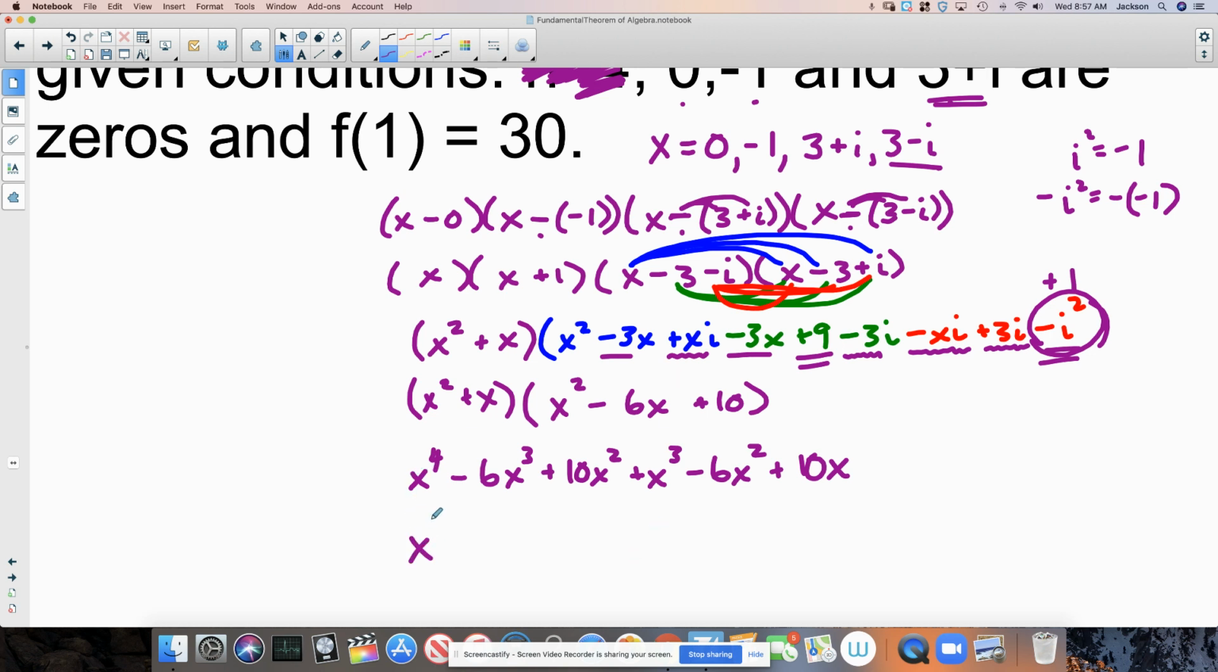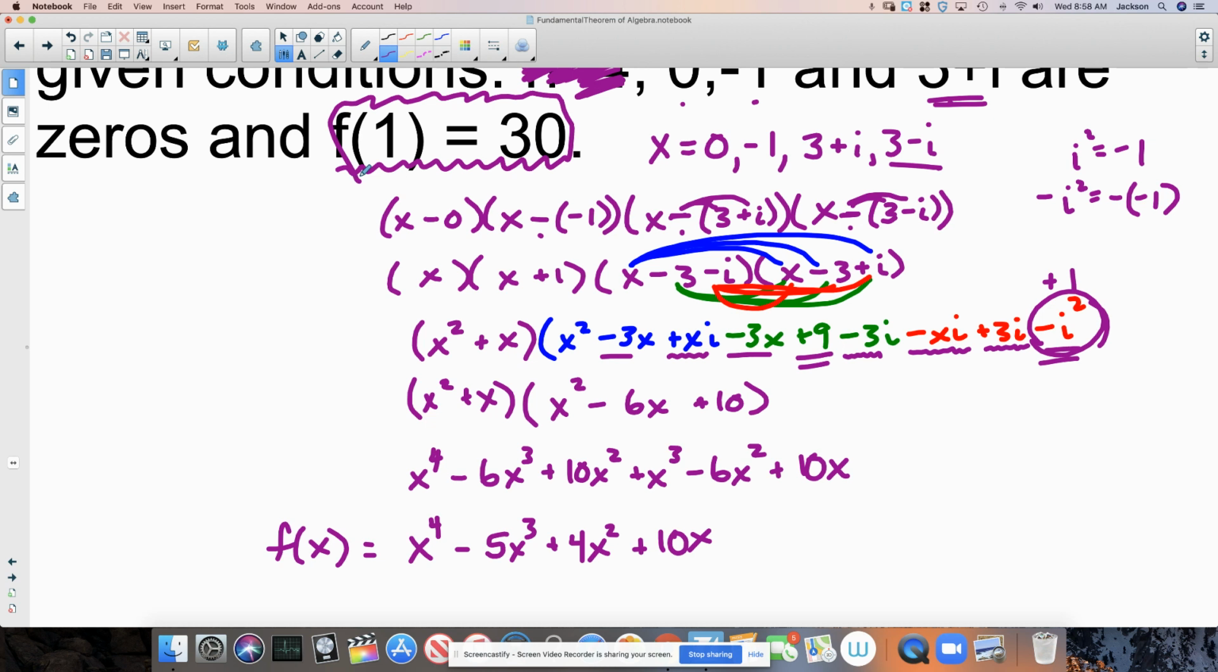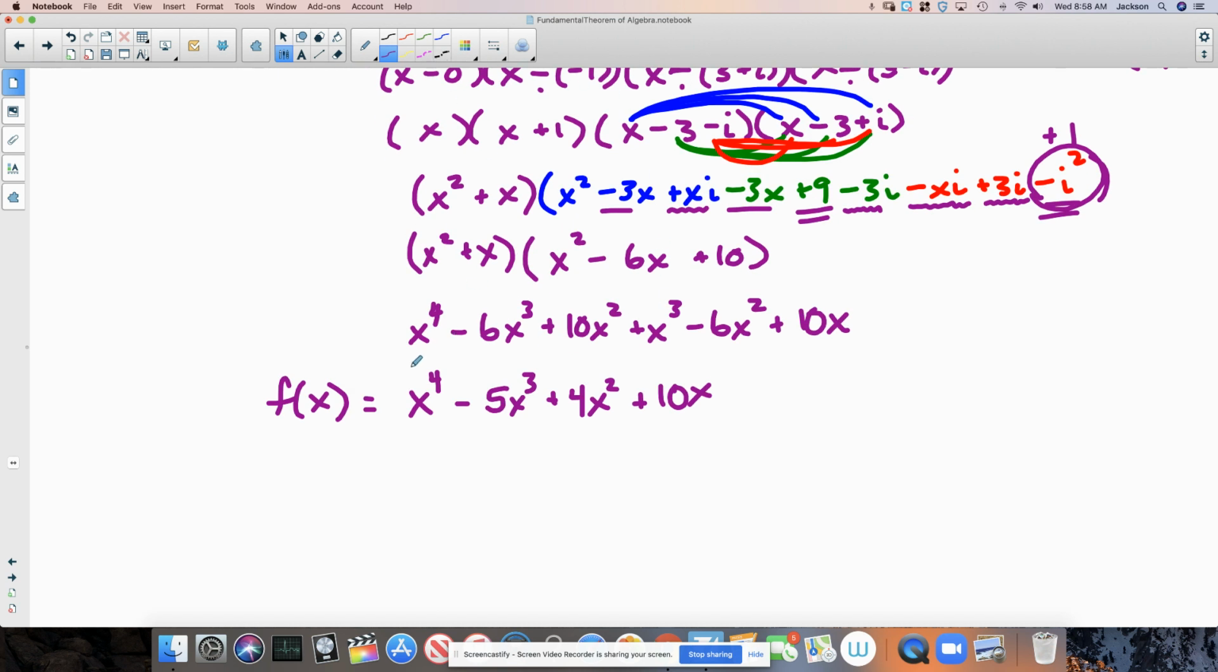We continue by combining like terms. There's a negative 6x cubed and a 1x cubed. That's negative 5x cubed. There's a positive 10x squared and a negative 6x squared. That's positive 4x squared. And then we have this x term here. So here's our function, right? This is what we've created from those zeros. The one thing that we have to look for, though, is this piece at the very end, where we're saying the value of this function when we plug in the number 1 has to be 30. So let's test that to see if that actually works.